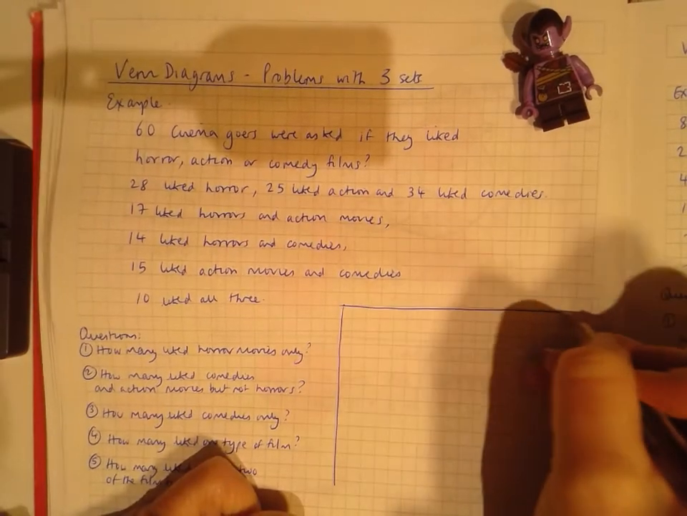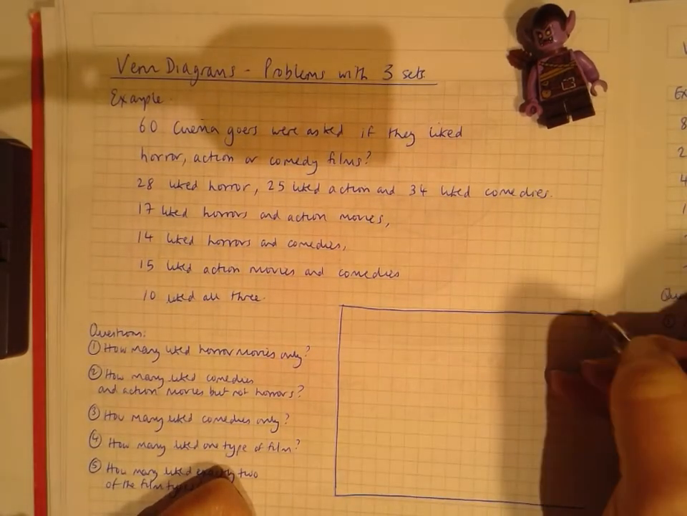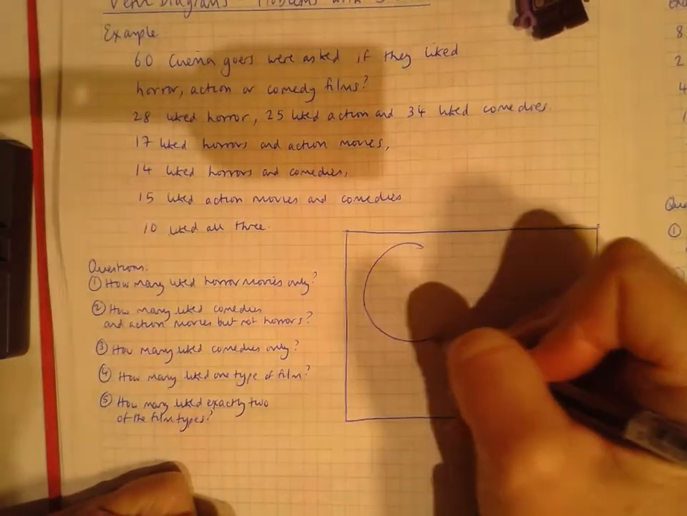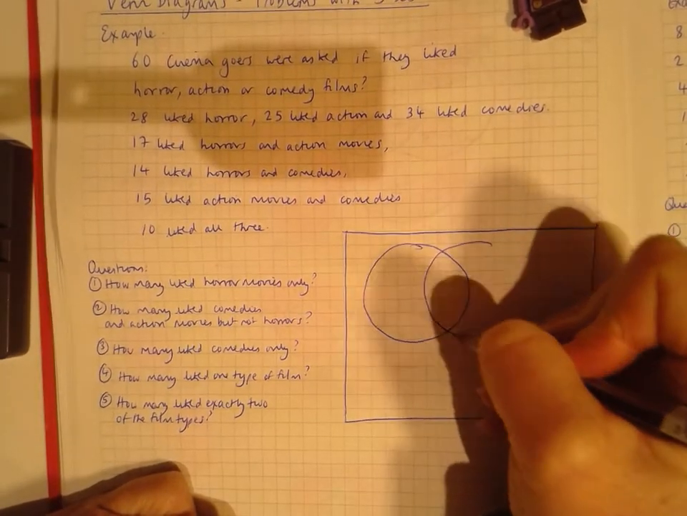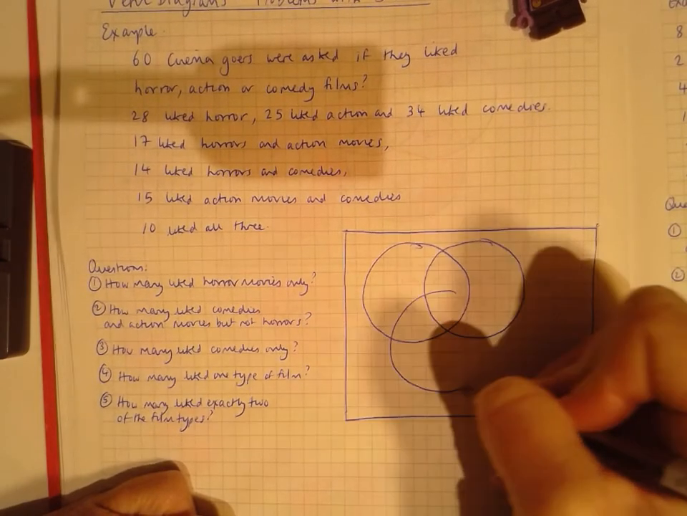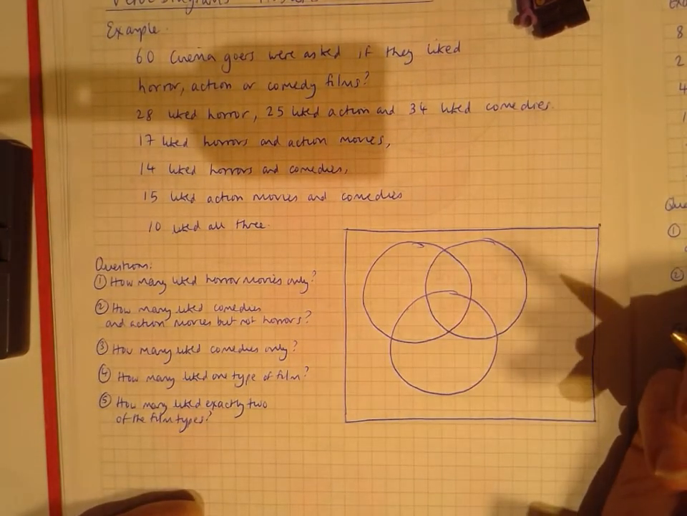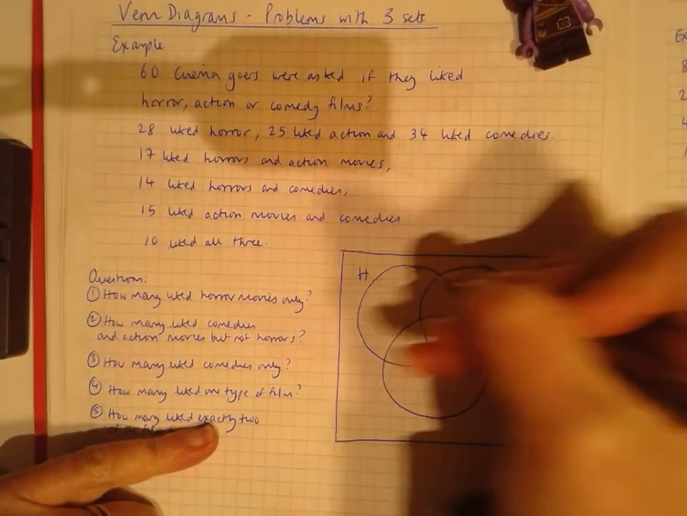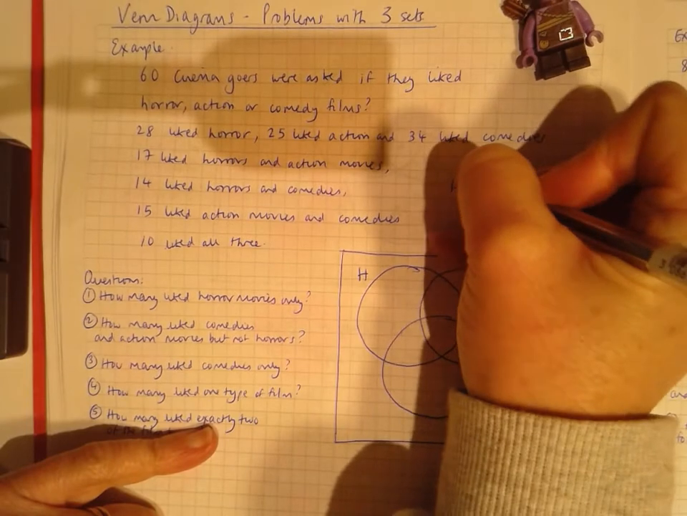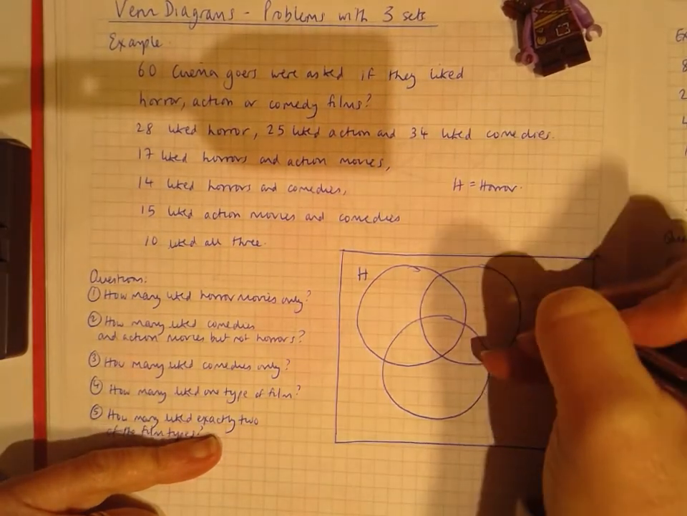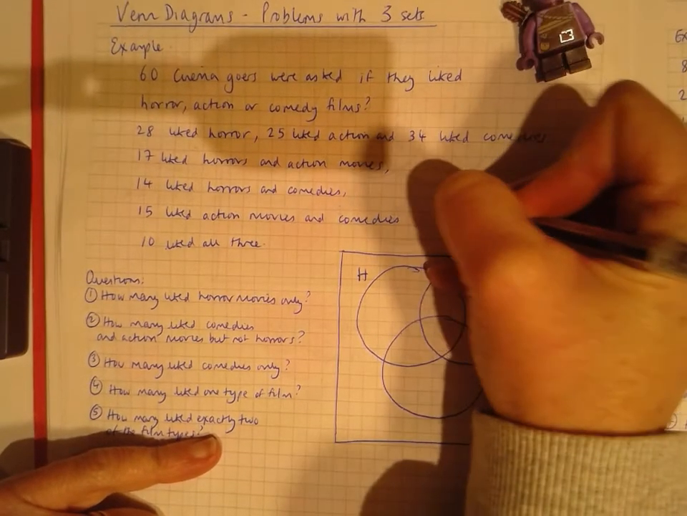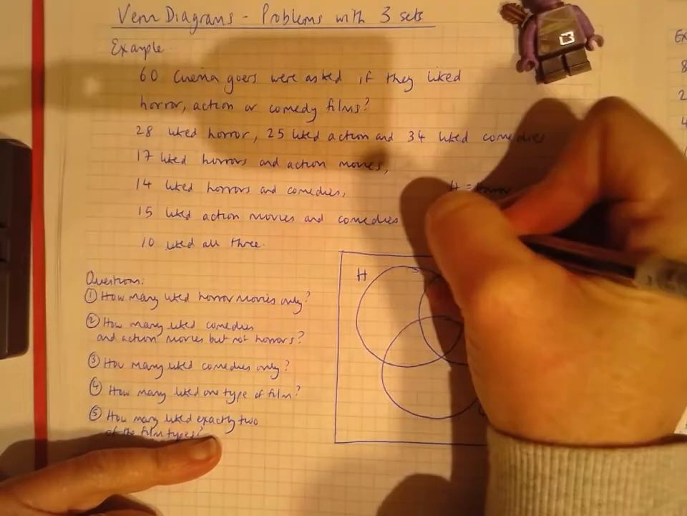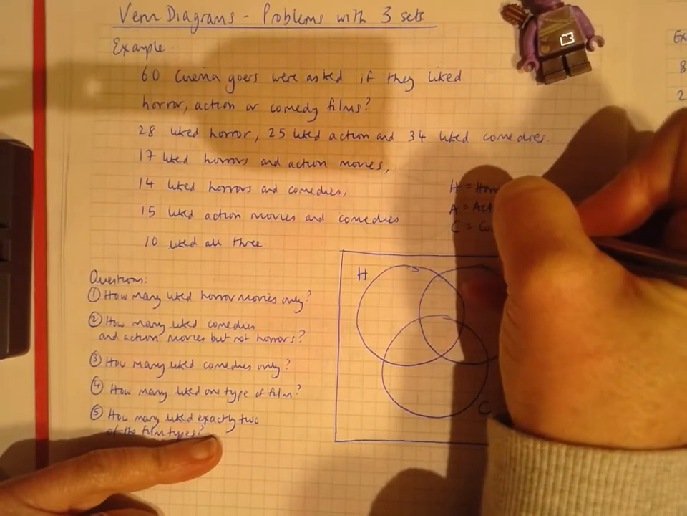So our Venn diagram is going to be quite well spaced out, quite big, because we have to fit three circles in it. 1, 2, 3, and each of these circles is going to represent a set. So one set is going to represent horror movies, which I'm going to call H. I'm just going to write H equals horror. One is going to represent action, so A equals action, and one is going to represent comedies, so C equals comedies.